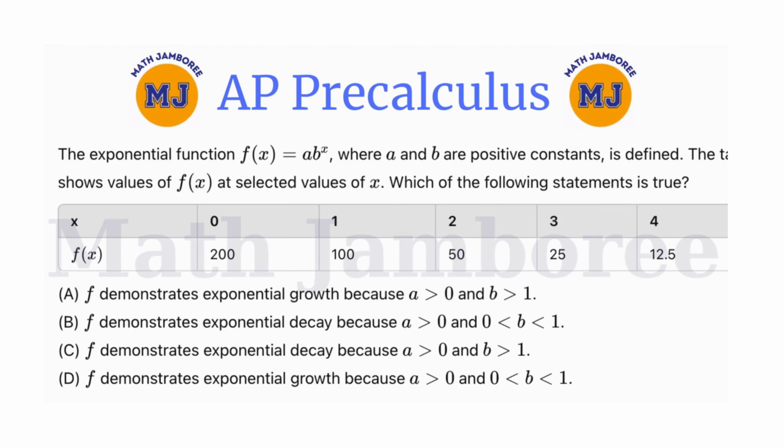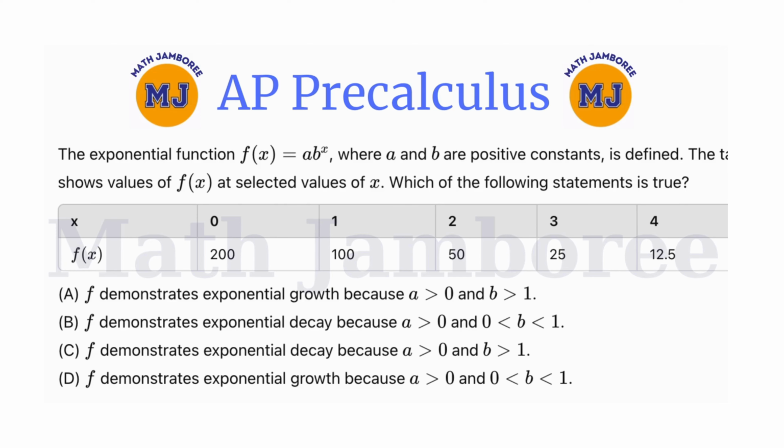In this video, we have another AP Precalculus type of a question for you from the topic of exponential function. Let's solve it together. The exponential function f of x equals a times b to the power of x, where a and b are positive constants, is defined. The table shows the value of f of x at selected values of x. Which of the following statements is true?